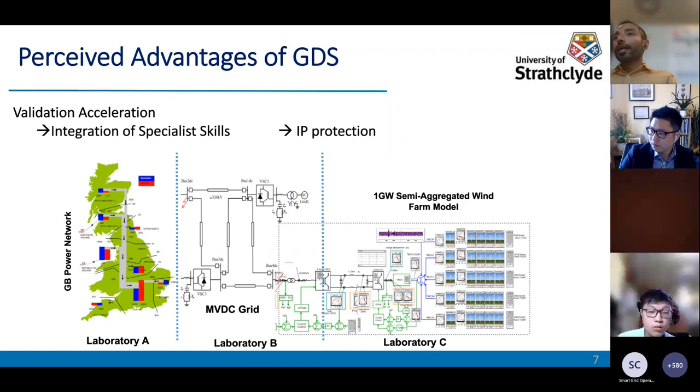Furthermore, because you're interconnecting the laboratories, you can keep your own model within your own laboratory, and therefore there is no requirement for you to share these models, which also protects your IP. So these are a few perceived benefits of geographically distributed simulations.